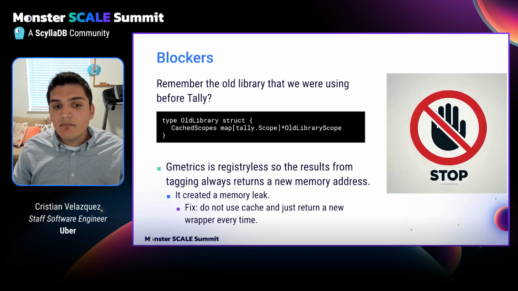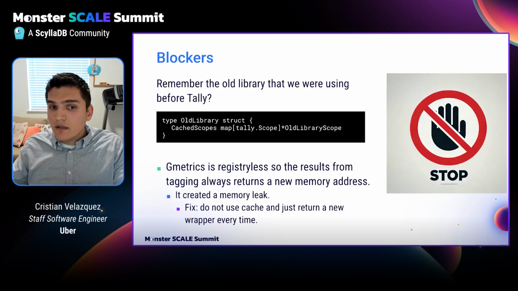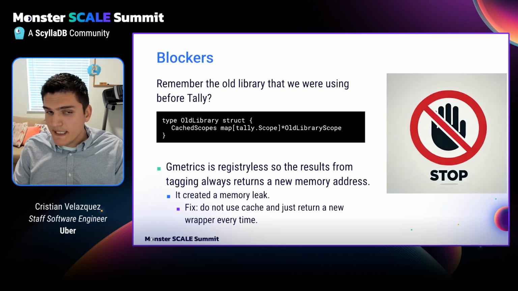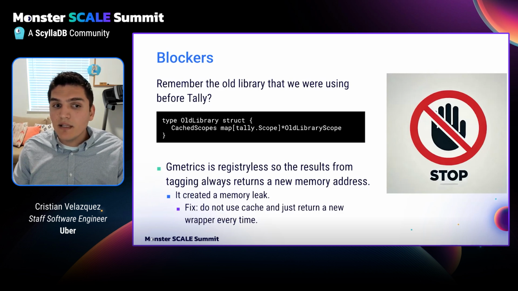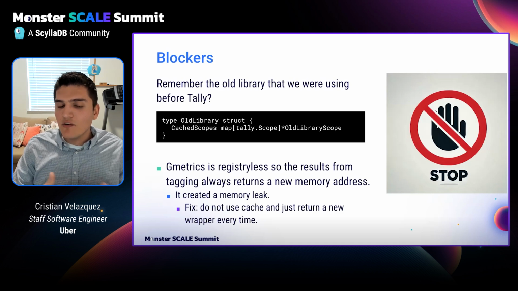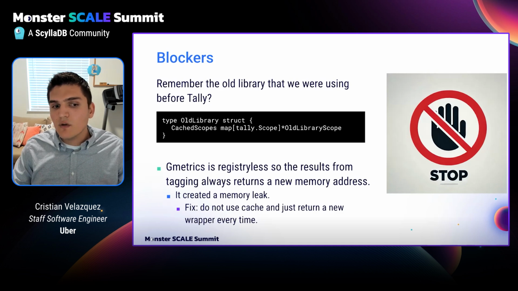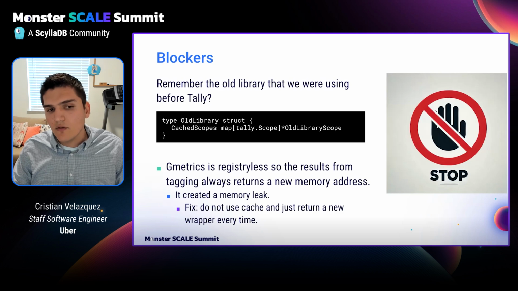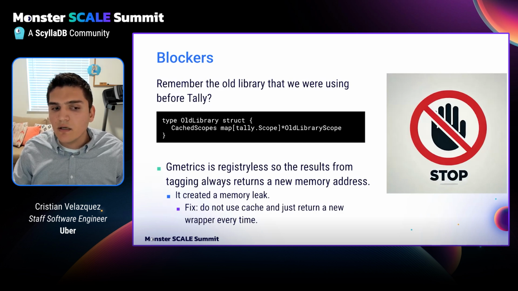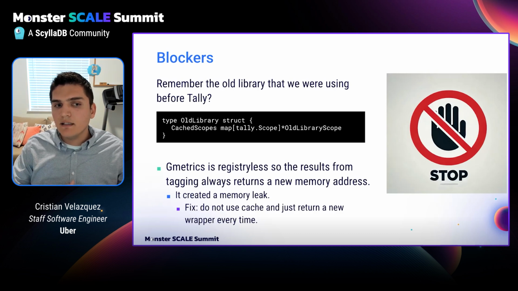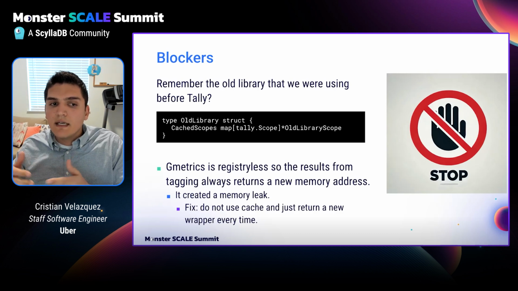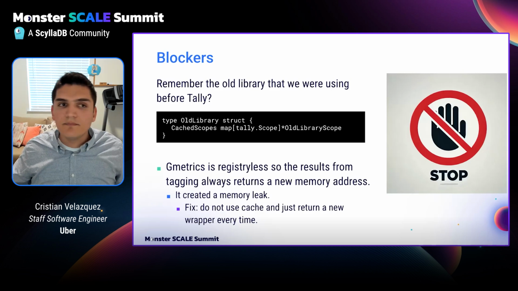But remember that Gmetrics, as soon as we emit to the entry collector, we basically drop the reference. So obviously every single time that you need to reacquire the same scope, Gmetrics is going to give you a new memory address. So this was creating a memory leak. What we needed to do is have a way to disable this cache and just return a new wrapper every single time. And this was even cheaper than getting this value from the map.